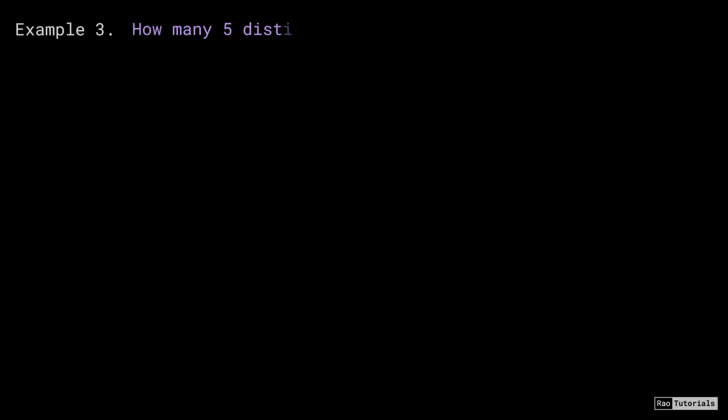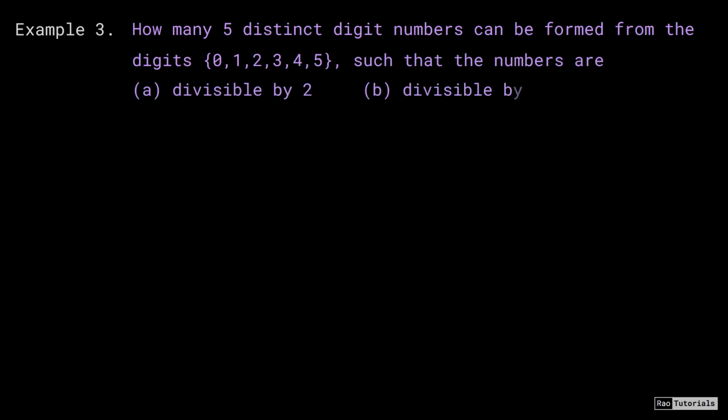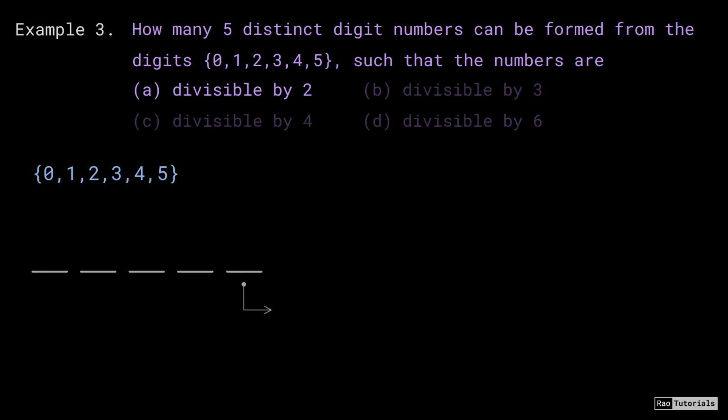Next problem is to form 5 distinct digit numbers from the given digits such that they are divisible by 2, 3, 4 and 6. So we need to form 5 distinct digit numbers using the given digits from 0 to 5. Note that we must fill those blanks first which have some condition imposed on them. Since the number has to be divisible by 2, the units place must be some even digit. Also, since the number has to be of 5 digits, we cannot have digit 0 at the first place. Rest of the blanks have no condition and we can place any digit on them as long as we don't repeat digits.